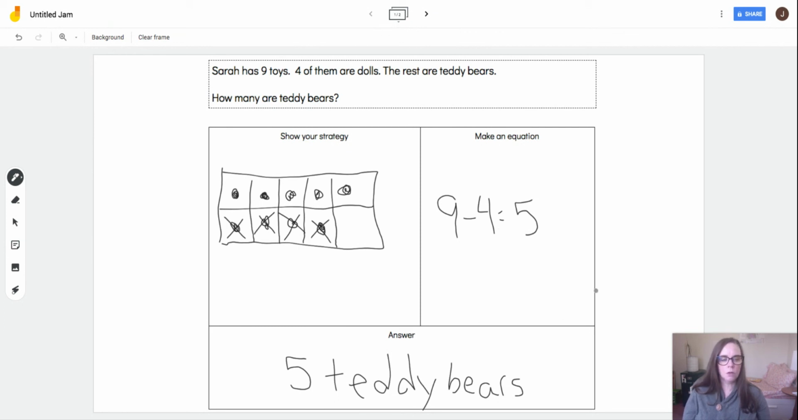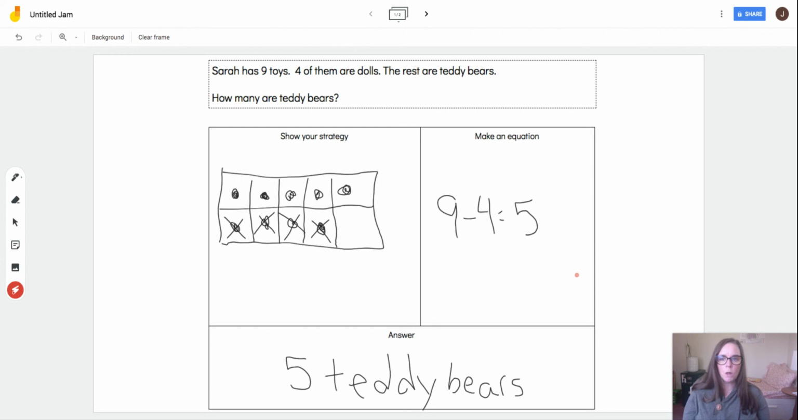So when you do your problem on Seesaw, make sure you read the whole problem. Then you're going to ask yourself, what is this problem asking me to do? What is the important information? What strategy am I going to use to solve this problem? Show the strategy. Maybe you want to skip down to writing the answer before you do your equation. And then you also want to make sure you write your equation.